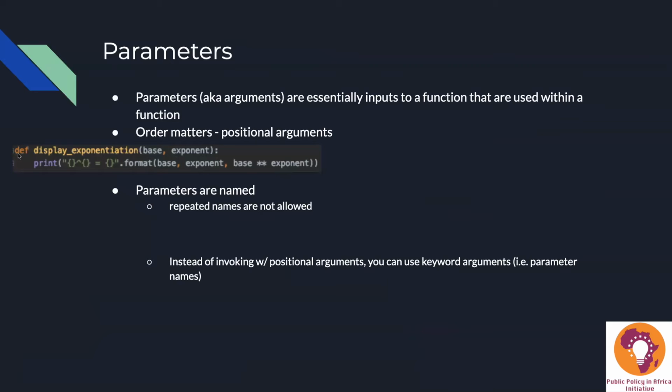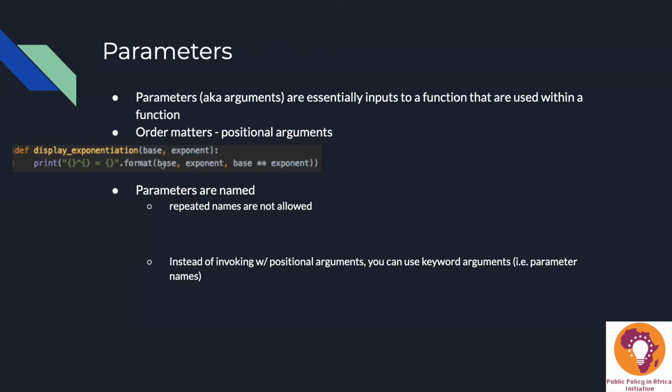So in this case, I've defined a function. I've called it display exponentiation, and it takes two parameters, a base and an exponent. So this order matters here. When I call this function, I need to make sure that the first number I pass is the number I want to be my base, and the second number I pass is the number I want to be my exponent. And then inside this function, we're just going to print out basically the formula for exponentiation here.